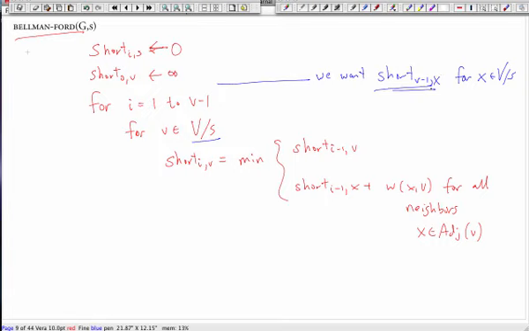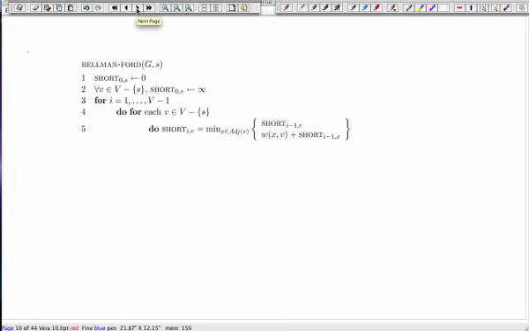This is what we're actually looking for, short v minus 1, comma x, for every node in the graph except for the source. And so we're going to compute it by iterating over i, and then considering every node in the graph, and updating according to this equation. I think I have a better version of it written right here.